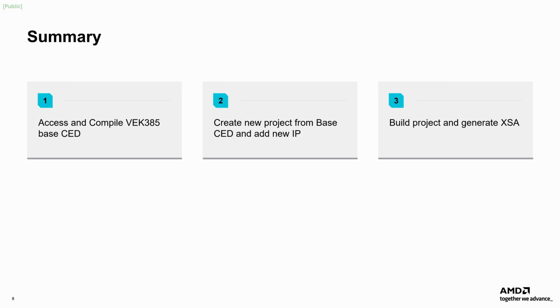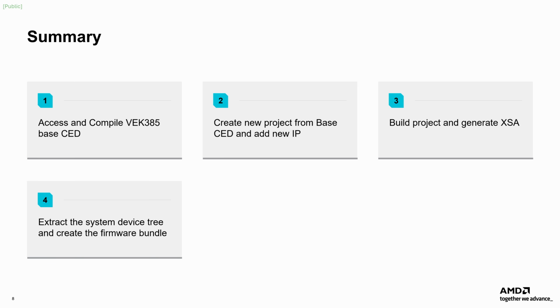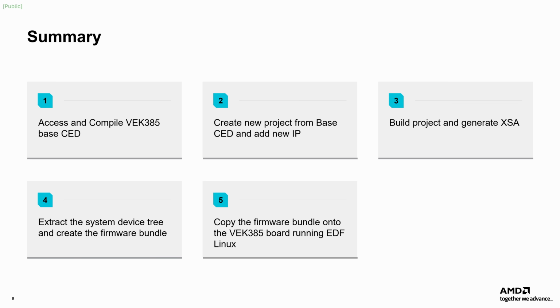Checkpoints were then verified between the base and child project using PR Verify and an XSA was generated. The system device tree was then extracted from the XSA using the SDTGen utility, and a PL firmware bundle was created. Last, the firmware bundle was copied to the VEK385 board running EDF Linux, and the new PL was loaded and tested to ensure it was functioning properly.